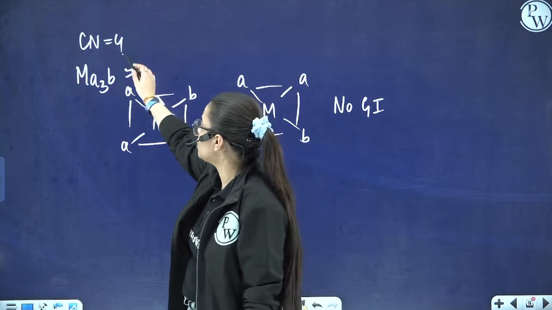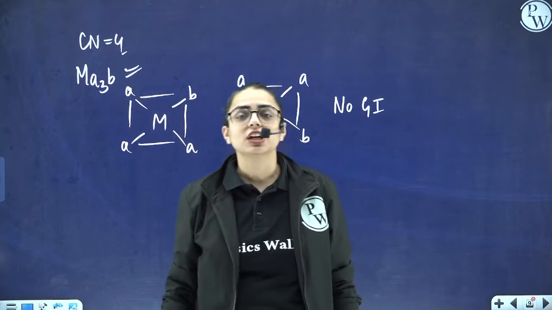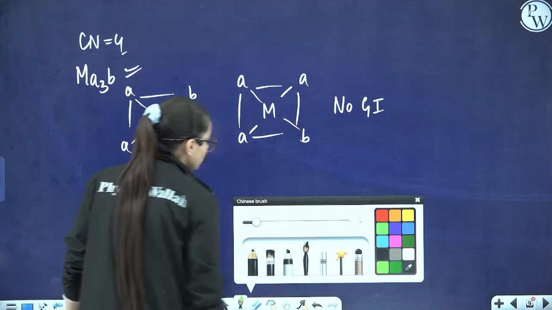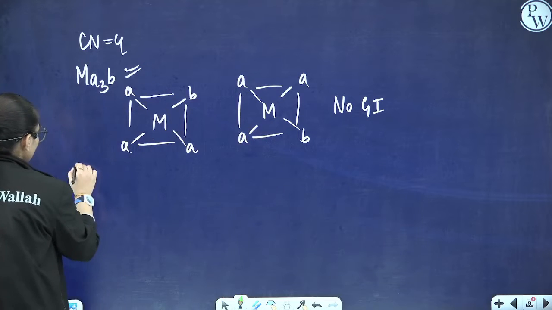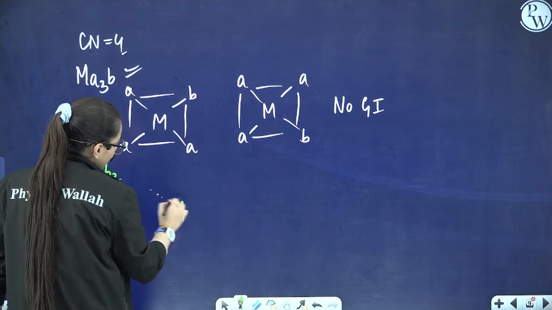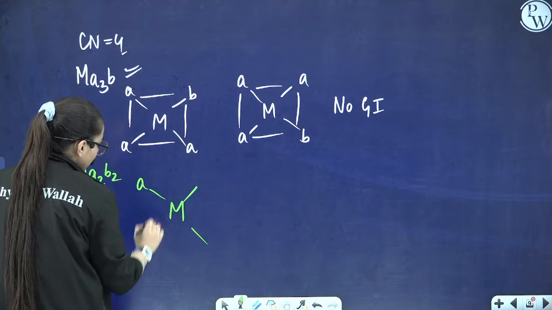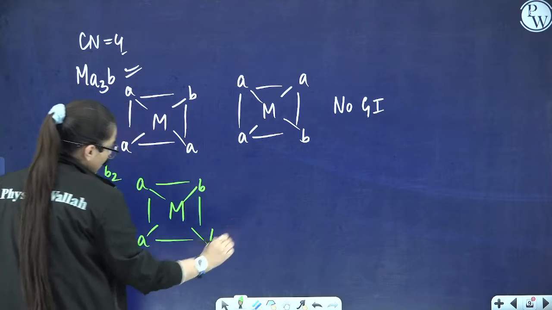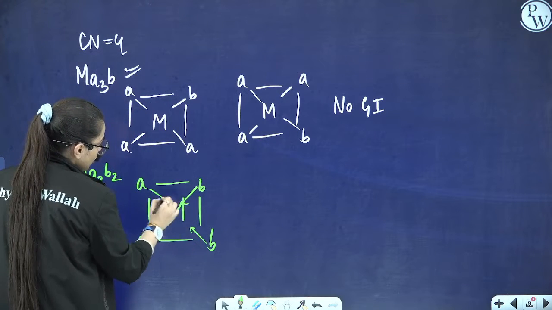Here we are talking about coordination number 4, that means when there are 4 ligands present. Now, if I talk about one more case, students, if we have Ma2B2, then just draw its structure. This is the central metal atom, and 4 ligands are attached. Let us take here A, A, and here B, B. Is it clear? This is your first geometry.